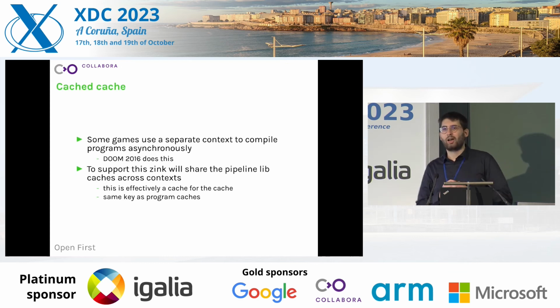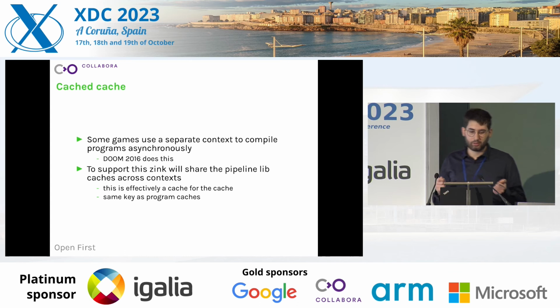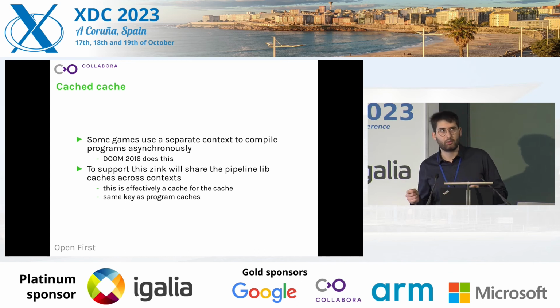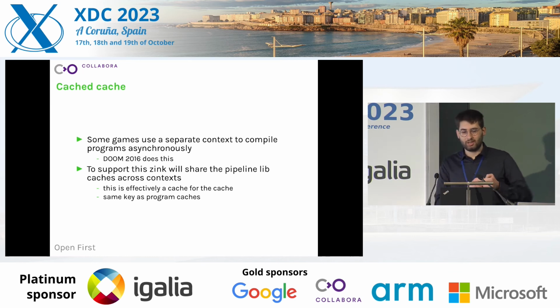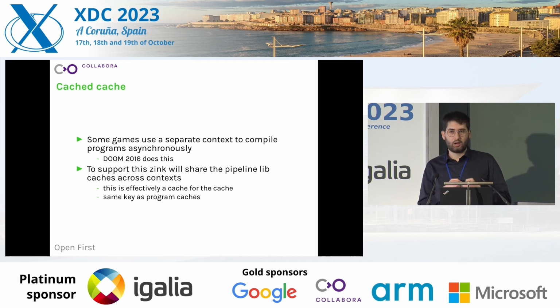It gets a bit funny because OpenGL actually allows sharing programs between contexts. And the reason you might want to do this is that in OpenGL, a context can only be accessed by one thread. So for example, Doom 2016 uses a separate context to compile programs, which are then used by the main context. So to support this in Zink, what we have is basically a cache for the cache. When we create a program, instead of just creating a cache for GPL, there's a global cache that gets queried. So this makes sure that programs created from the same shaders end up containing the same cache.